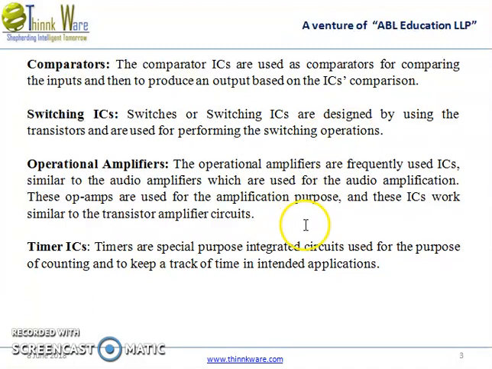Then we have operational amplifiers. Operational amplifiers are frequently used ICs similar to the audio amplifiers. The op-amps are used for the amplification purpose and these IC works similar to the transistor amplifier circuit. The timer IC. Timers are special purpose integrated circuit used for purpose of counting and to keep a track of time in application.